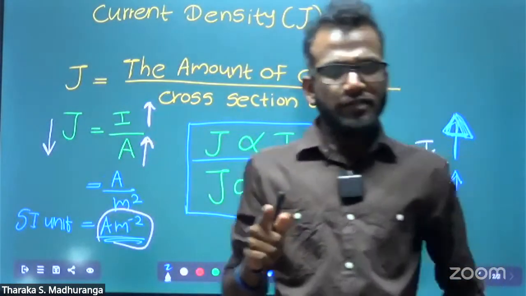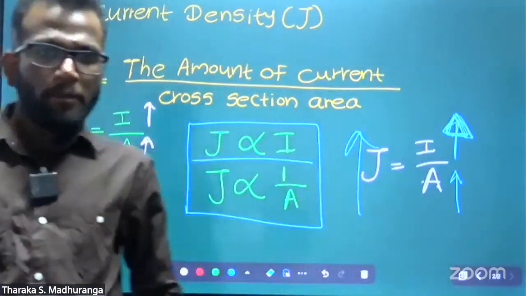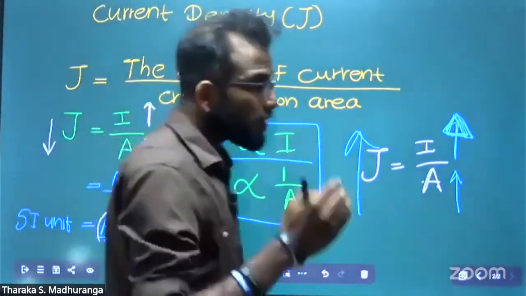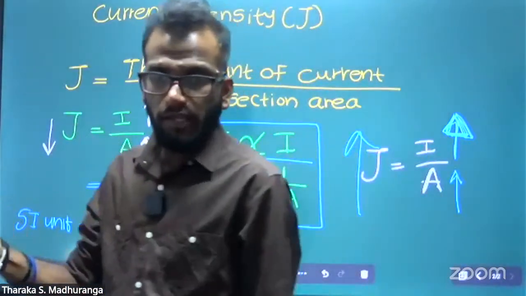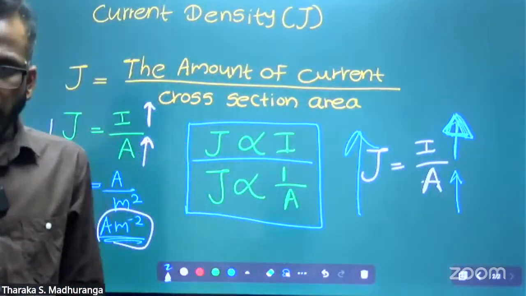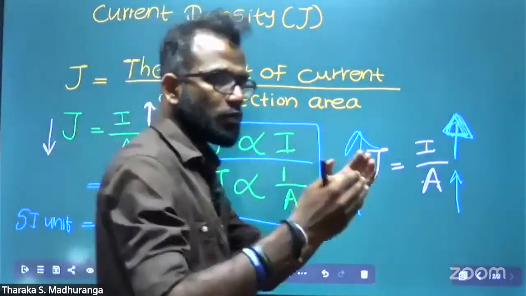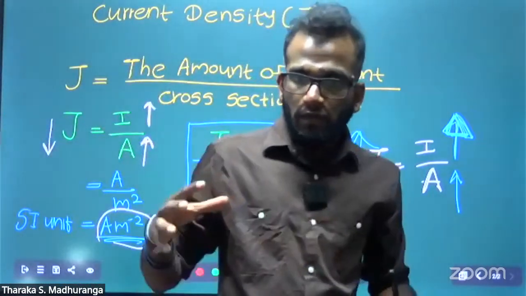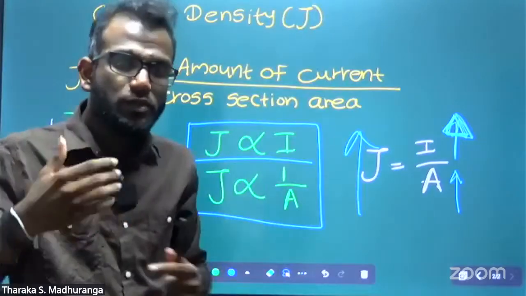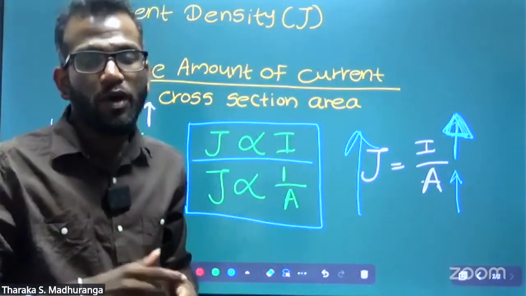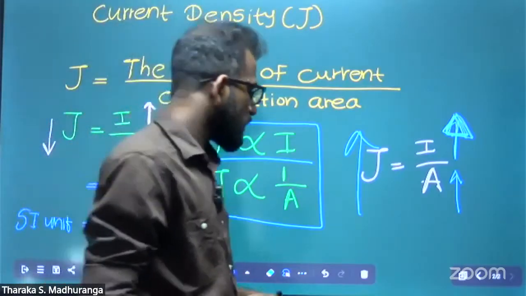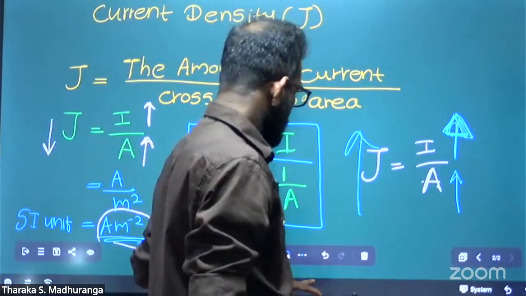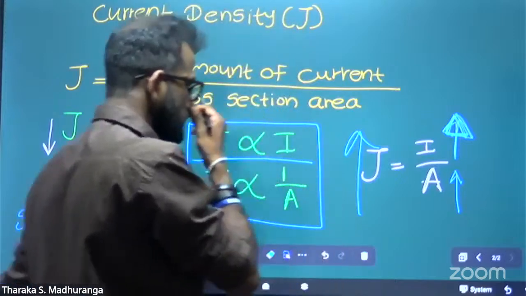In current density, you need to keep in mind that when the current density is increasing, the cross section area is decreasing, and when the cross section area increases, the current density decreases. Therefore, if you are flowing more current through the conductor, you need to select a conductor with more cross section area.